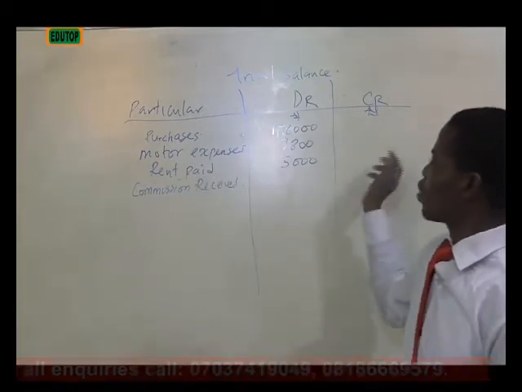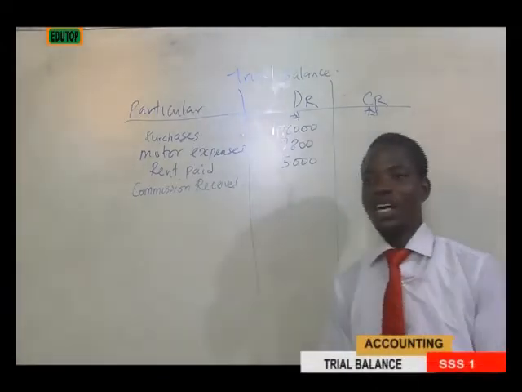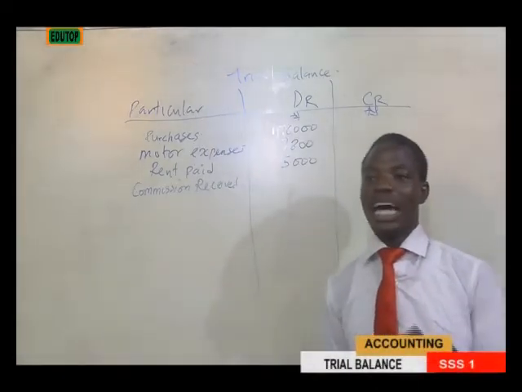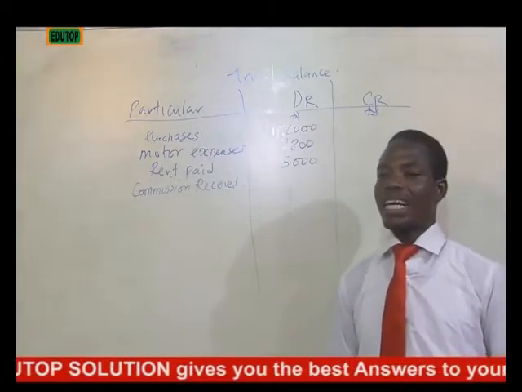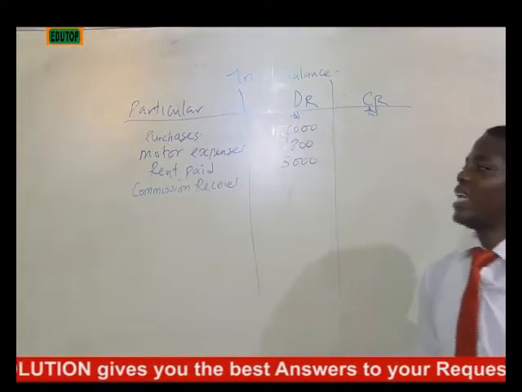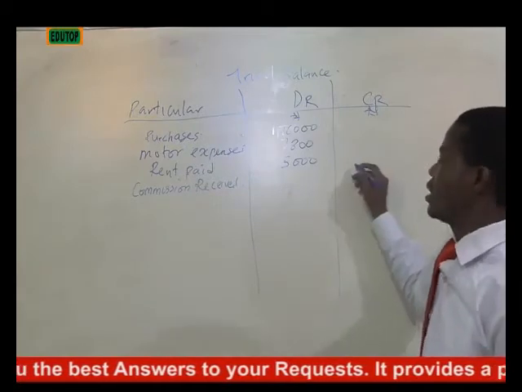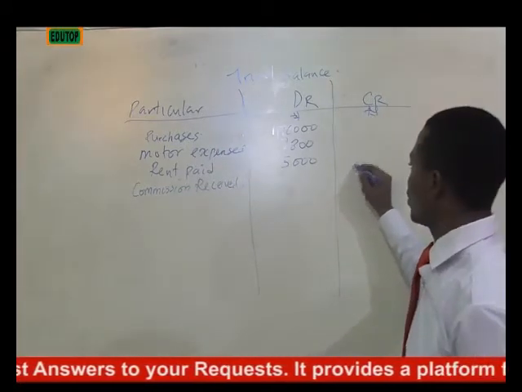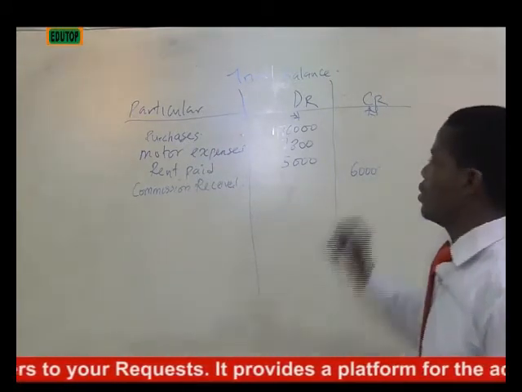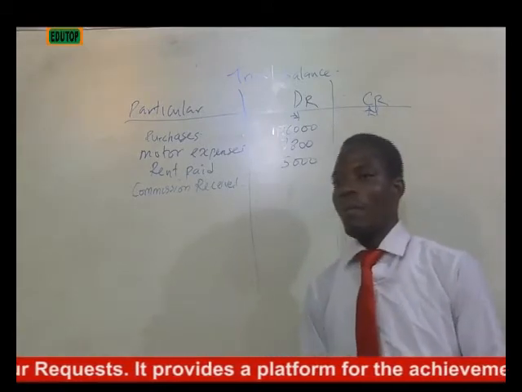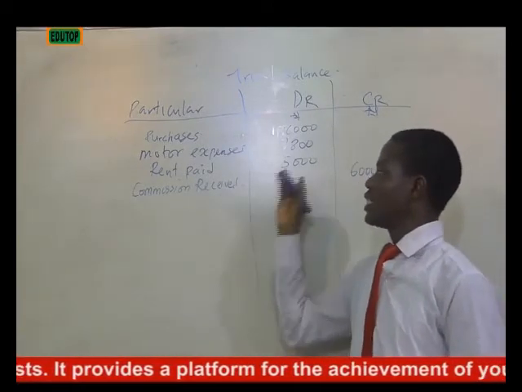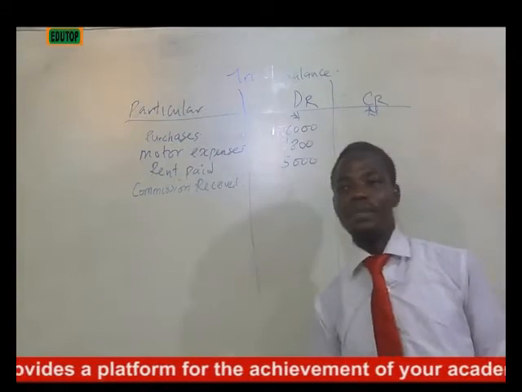Are we to debit this or to credit it? Commission, you receive commission, is an income. And I told you the other time that anything that has to do with income has to be credited. So that is 6,000 naira. But if it is commission paid, it is an expense, it has to be debited.